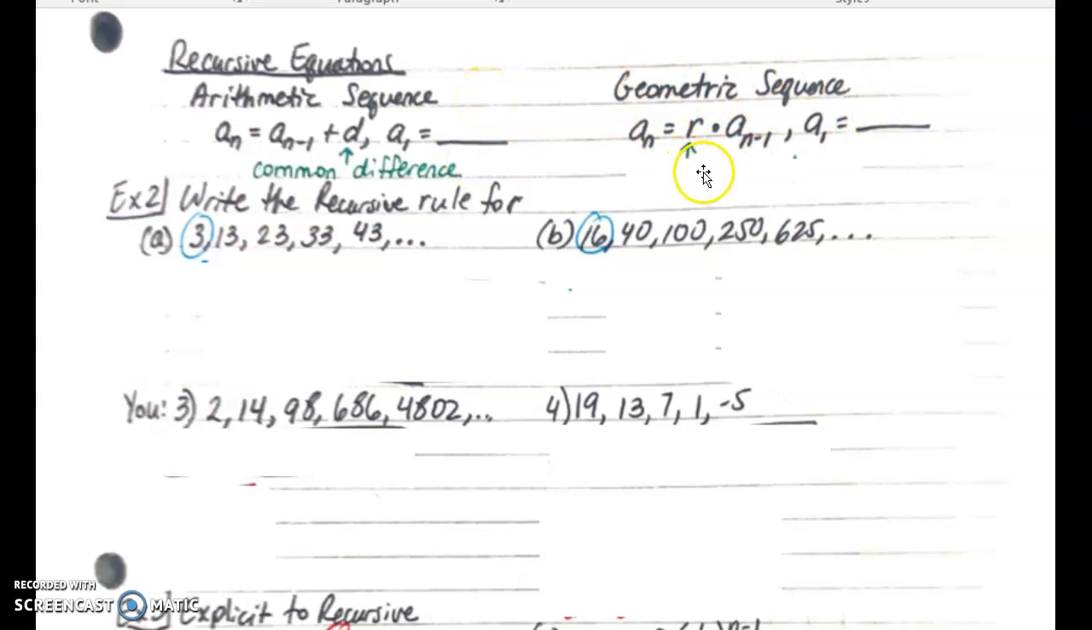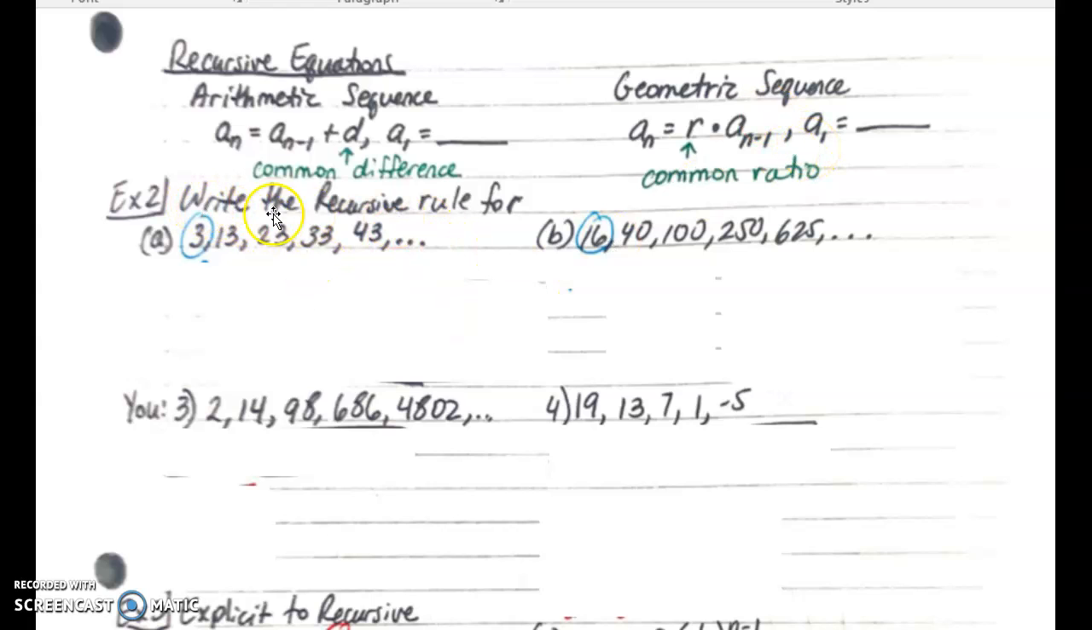For a geometric sequence, it's very similar. We have a sub n is equal to r, our common ratio, times a sub n minus 1, comma, a sub 1 equals whatever our first term is. And again, here all we're really plugging in is our common ratio. So if we're given a sequence, like a list of numbers, we need to determine whether it's arithmetic or geometric, and then use the correct equation.